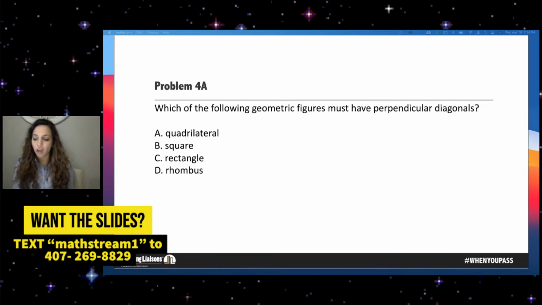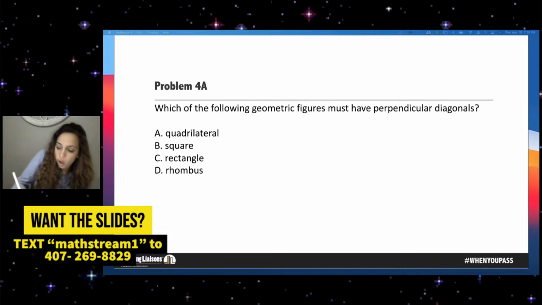So, which of the following geometric figures must have perpendicular diagonals? Now, this is a question you'll see on a pre-K3, K6, maybe GK and core. However, my GK, core, middle school, and high school people, if you don't know this, then you're not going to be able to solve more complex problems where you're having to apply this. And I'll show you an example of that in a minute. Which of the following figures must have perpendicular diagonals? A quadrilateral, a square, a rectangle, or a rhombus?